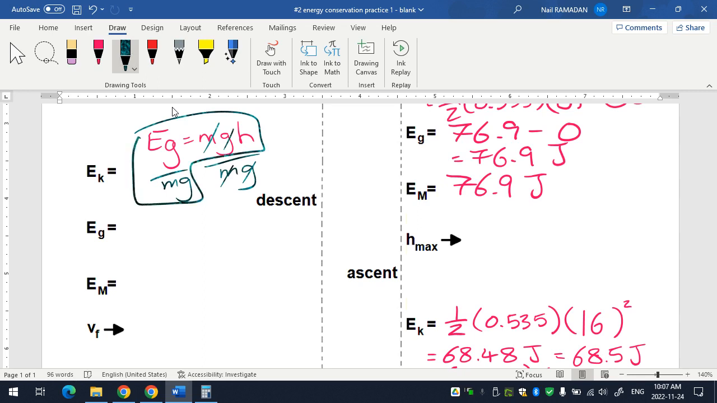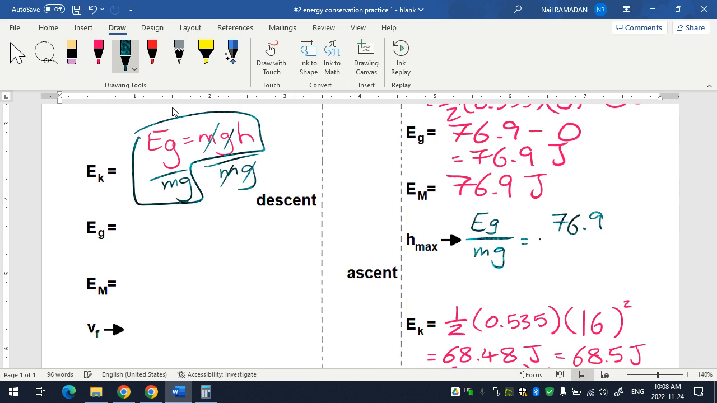Boom. H is equal to Eg over mg. Say again? Yes. K is a subscript, G is a subscript, M is a subscript as well. Yeah, just like forces, same thing. So Eg over mg, how much is that?